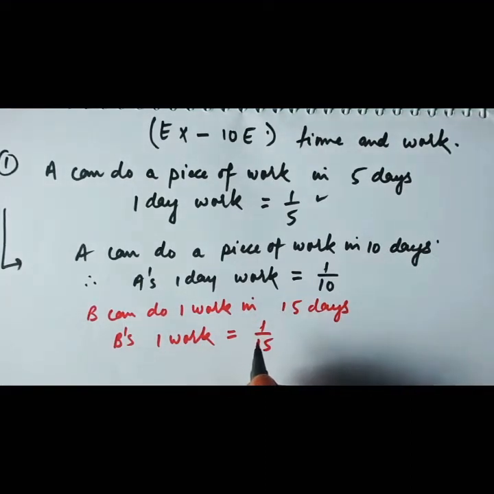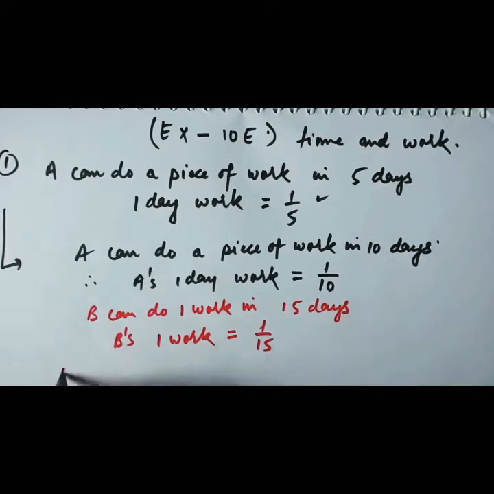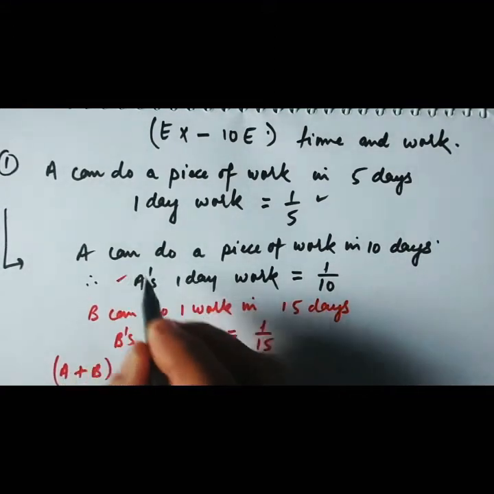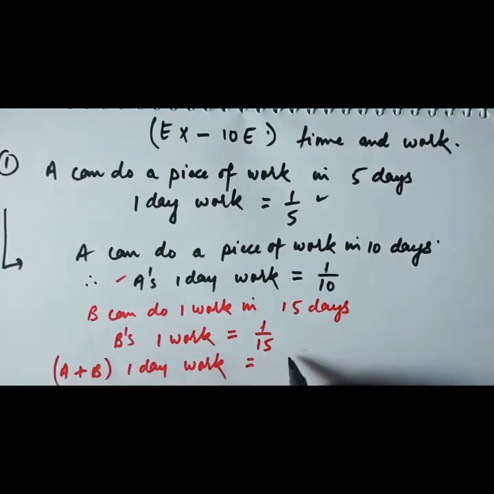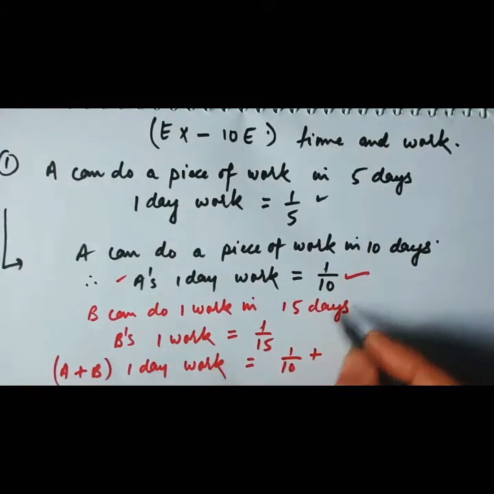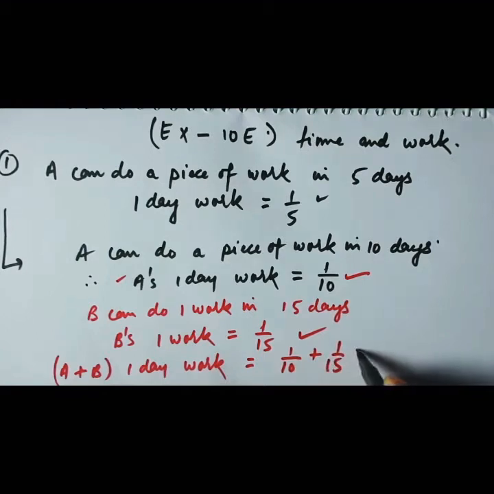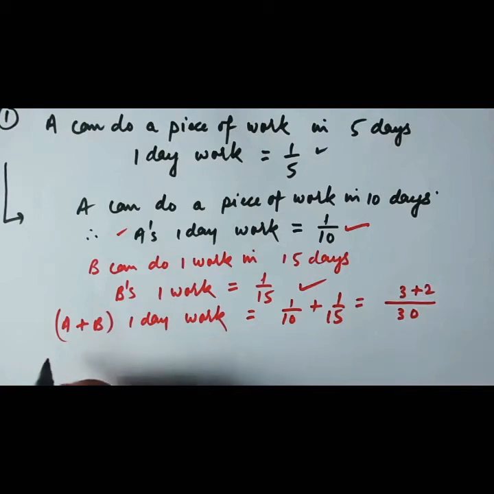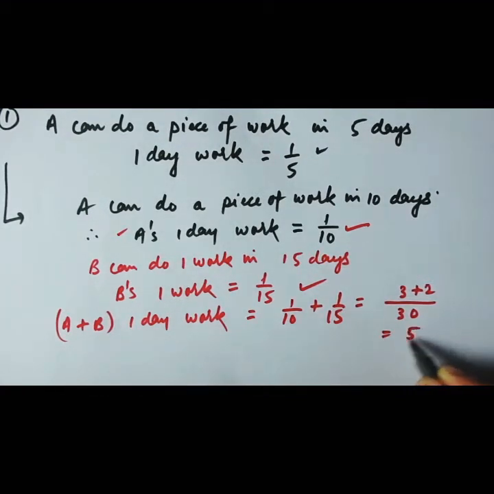Now, if A and B work together, A plus B, 1 day work, or you can say working together, A's 1 day work and B's 1 day work will be 1 by 10 plus 1 by 15. LCM is equal to 30, 3 plus 2, that is 5 by 30. 5 by 30, 5 ones are 5, 5 sixes are 30, is equal to 1 by 6.